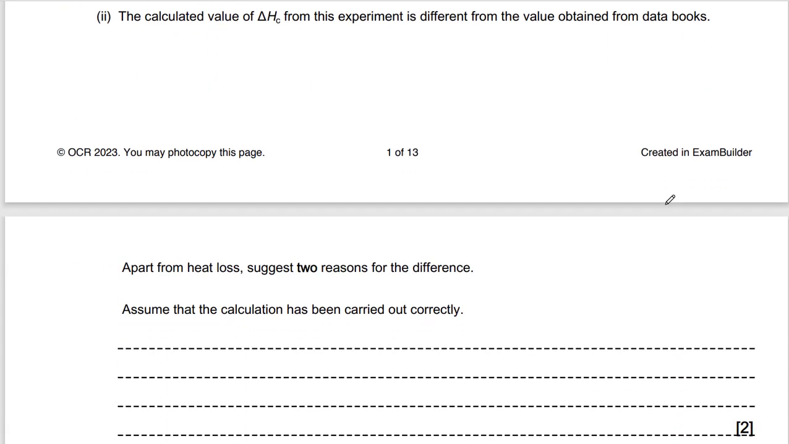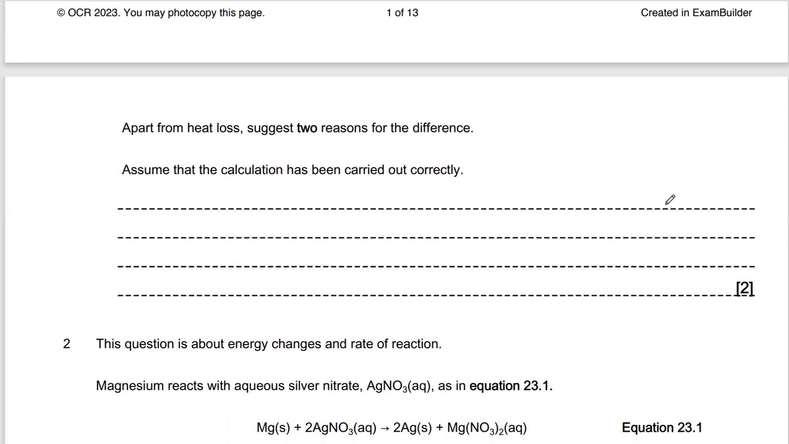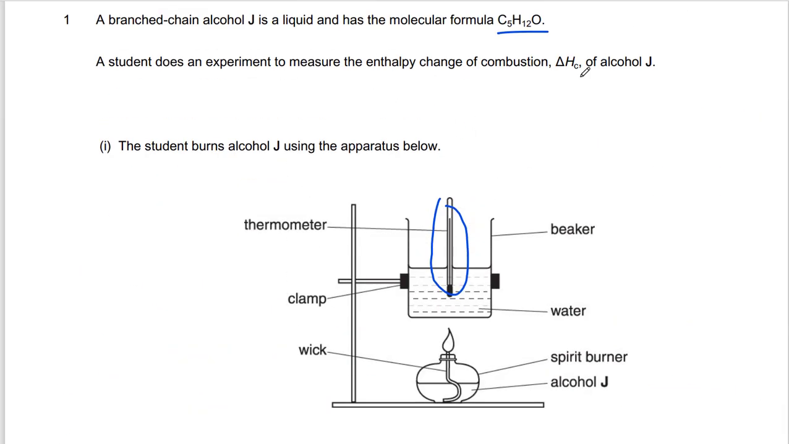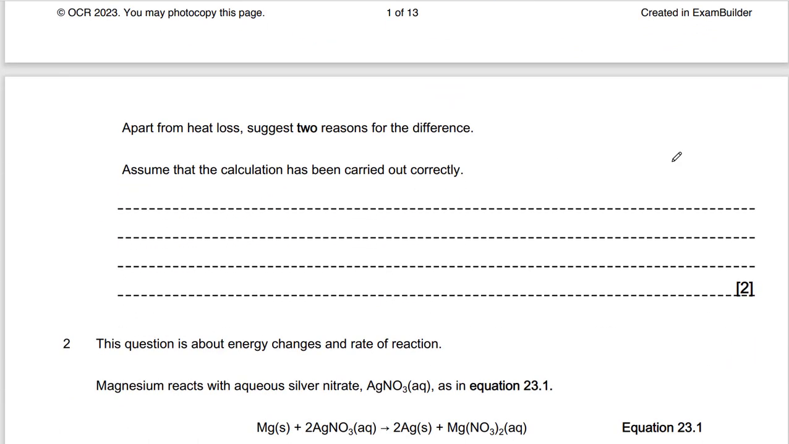So, calculated value is different. Apart from heat loss, which is the obvious one, suggest 2 reasons for the difference. Assume the calculation is correct, so we can't just say human error, but there's a load of reasons we can give here. I'm just going to give you the 2 most obvious ones that you should be using. So we're working out the enthalpy of combustion, which by definition is under standard conditions. The definition of enthalpy of combustion is when 1 mole of a fuel is burnt completely in oxygen under standard conditions, and the energy change is calculated. So 2 reasons for the difference.